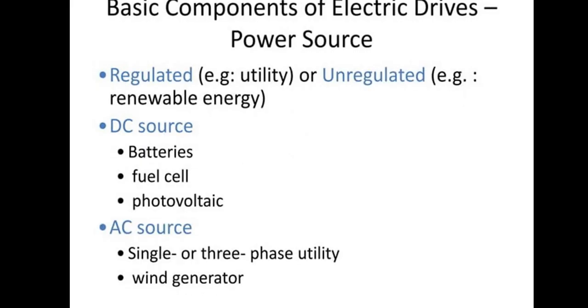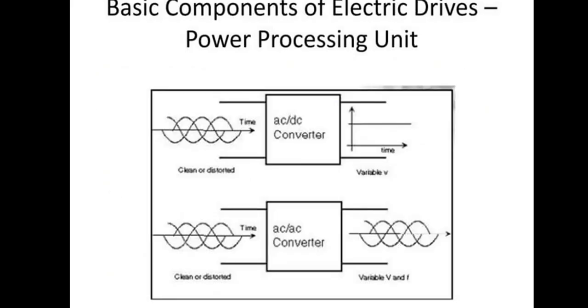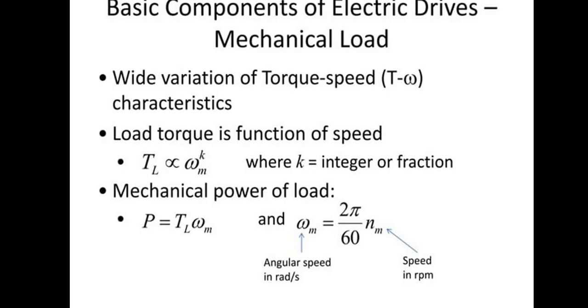The basic components of an electrical drive system: there is a power source, a regulated or unregulated power supply, with DC sources such as batteries, fuel cells, and photovoltaics, and AC sources such as single or three-phase utility and wind generators. To provide the regulated power supply to the motor, there is a combination of power electronic converters, that means controlled rectifiers and inverters, treated as black boxes with certain transfer functions. It is more efficient, flexible, and compact.